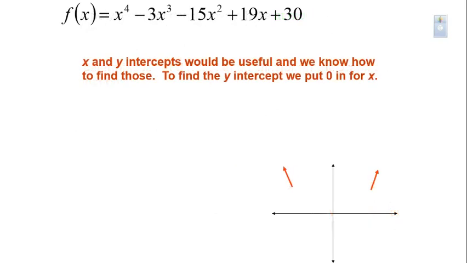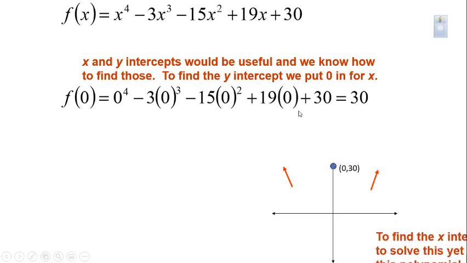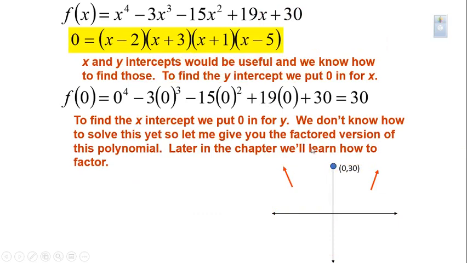So to figure this out, what we're going to do is take this function and factor it. But let's find the y-intercept. To find the y-intercept, you plug in 0 for x, and we see the graph will cross the y-axis at 30. X equals 0, y equals 30. But to find the x-intercepts, it's a little harder.